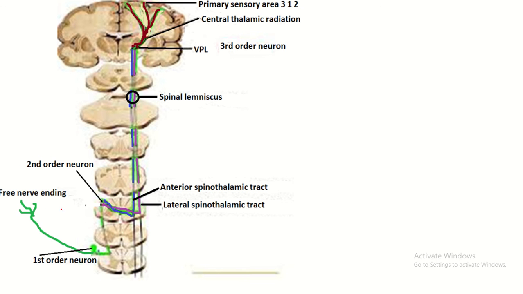So again, the summary: the free nerve ending receptor, the peripheral process, then this is the pseudounipolar neuron, then the central process synapses with the second order neuron present within the substantia gelatinosa. It crosses the side and ascends. This part is also known as the spinal lemniscus, and the axon of the second order neuron synapses with the nuclei of the thalamus, the ventral posterolateral nuclei, and then the axons of the third order neuron are projected into the primary sensory area 312. So this is all about the lateral spinothalamic tract.